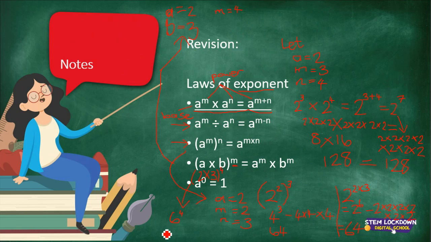6 times 6 is 36. Obviously, for this one, we'll need a calculator. It's going to be a huge number. 6 times 6 times 6 times 6. The answer will be equal to 1,296. We're learning that according to this rule, it's the same as saying a to the power m times b to the power m, right?